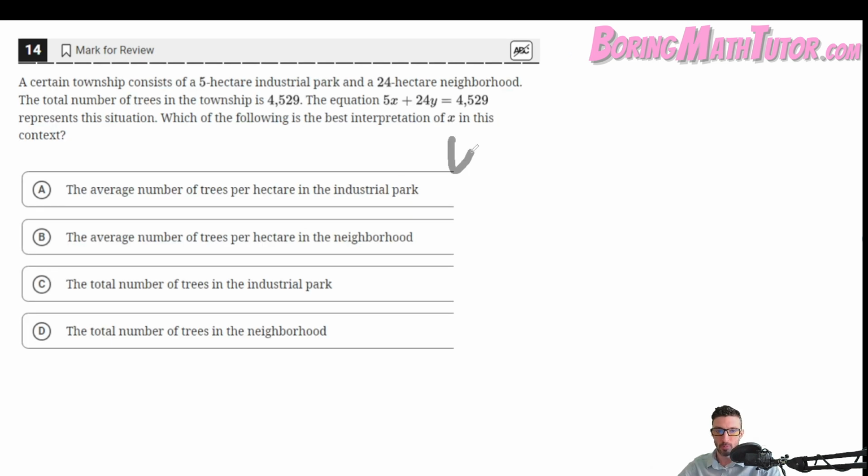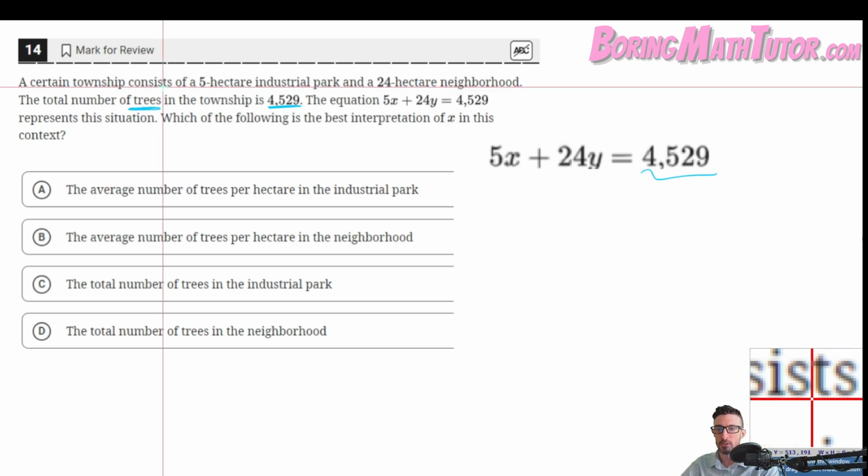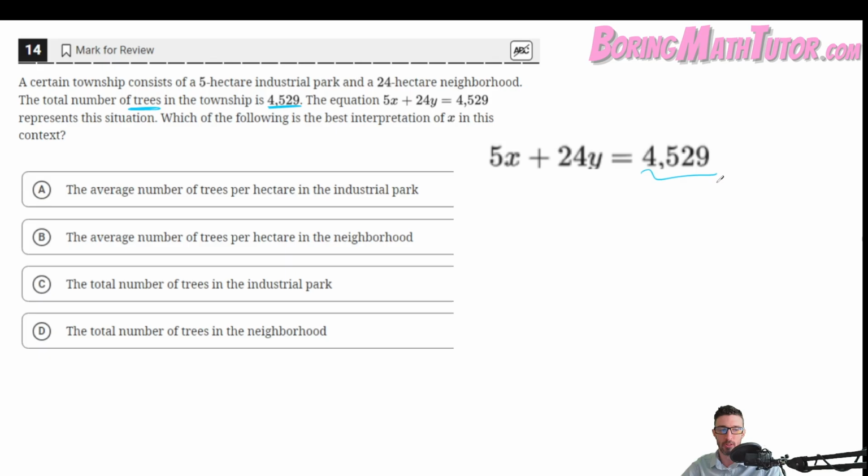We got a good problem here that will help us practice our units. They are asking us what is the best interpretation of x in this context. X is right over there. And the way I like to practice my units is to take my equation and think about the units that I have for the number that's on its own. Well, in this case, they're saying that it's total number of trees. So that means that the unit for that is trees.